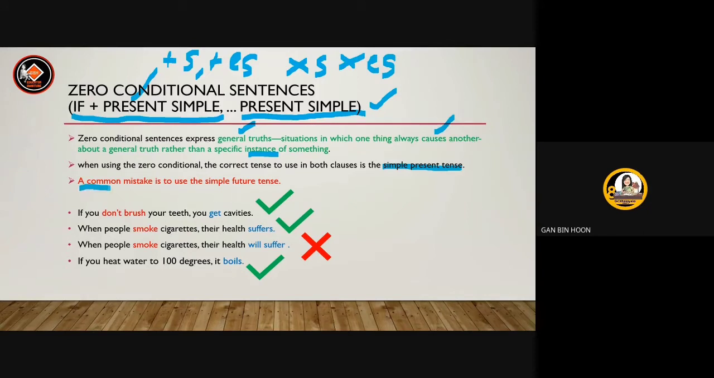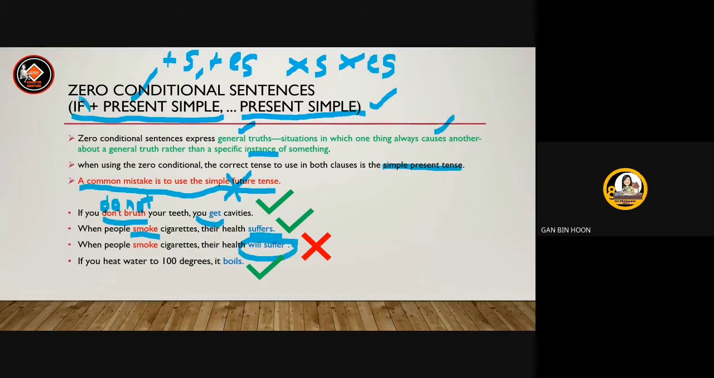Ini kesalahan pelajar, dia selalu guna future. So you cannot use future tense. Example: if you don't brush your teeth, you get cavities. Tengok ni, you get. Don't is from do not, right? Next: when people smoke cigarettes, their health suffers. People guna smoke, health tak boleh bilang, so suffers with the S. When people smoke cigarettes, their health will suffer. Ini salah. Tak boleh tulis will suffer.